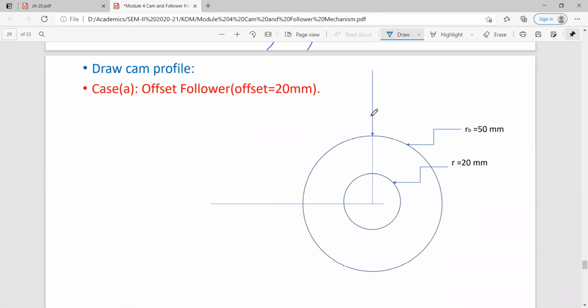Okay, don't show this line because the follower line will not pass through the center of cam. We will have to change it. Same data: knife edge follower, base circle of 50 radius, same angle of rise, dwell, return, but only that it is an offset follower which is offset by 20. So you draw it, then I will explain you further.